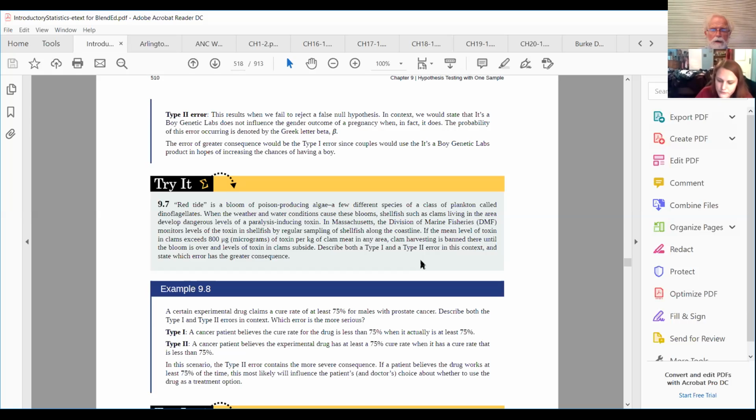We have made an assumption that every group of clams is going to be the same, and they're not necessarily. You can have clams being harvested from a mile down the coast that have absolutely no toxin. But if you've tested only a couple of clams from a specific area, you're making an assumption. So this is about sampling. Obviously, they should be sampling from a variety of different areas.